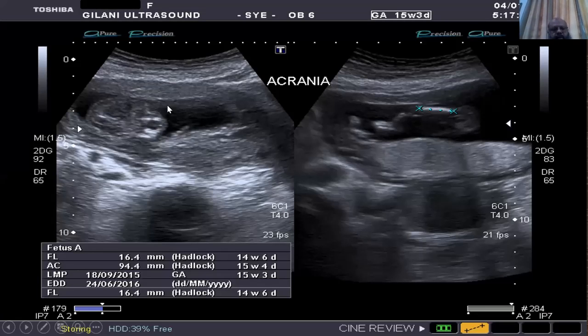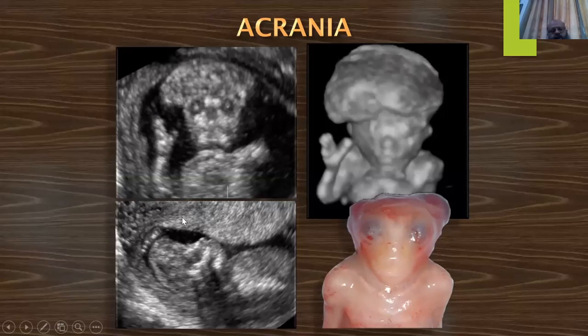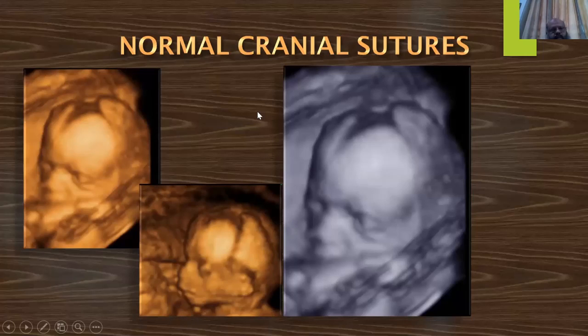Here is acrania again, the brain matter in the cut section. On 3D, the acrania will appear like this. All of the brain matter is there. These are the normal sutures. So the skull is there. If this skull is absent, it will be acrania.